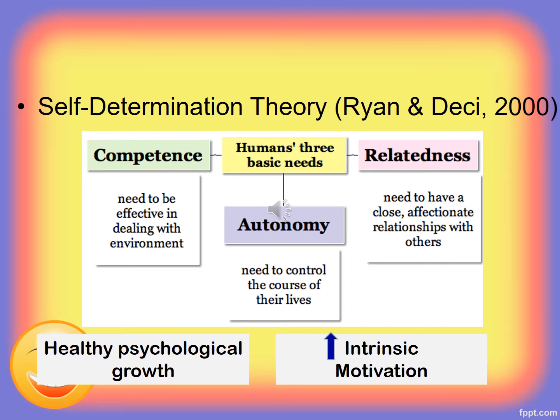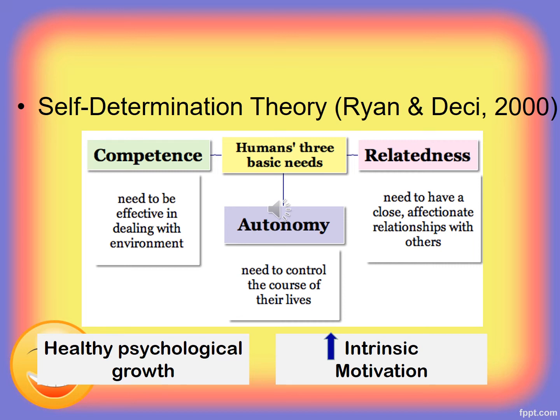And the next theory that talks about our psychological needs is self-determination theory, or known as SDT. So it actually mentions that we have three inborn and universal needs that help us to achieve or gain a complete sense of self and build a healthy relationship with other people. So the first need is autonomy, which is the need to control the course of their life.